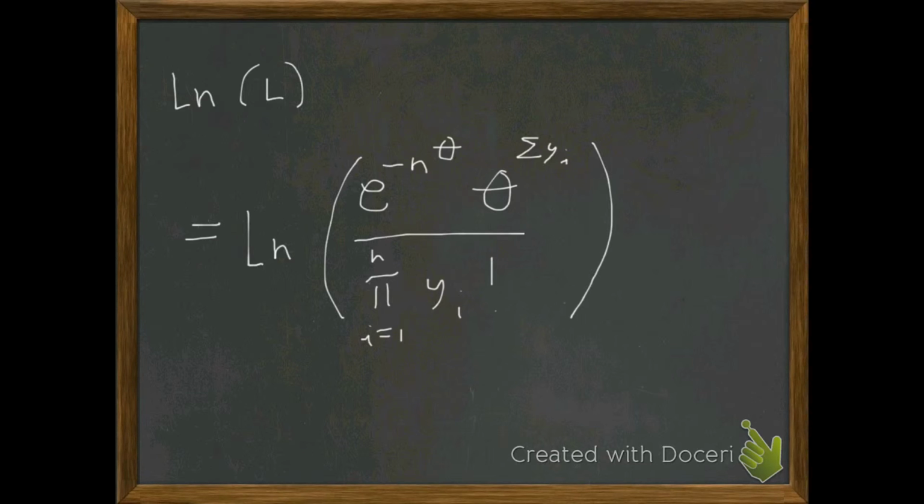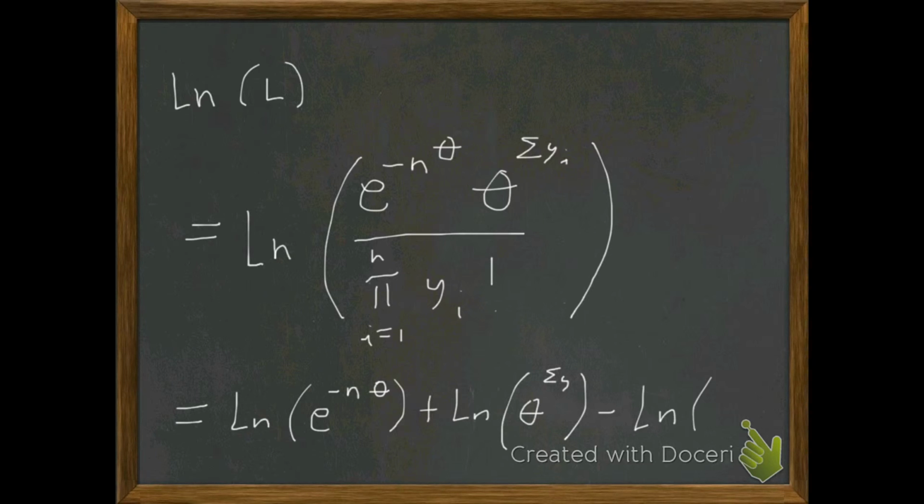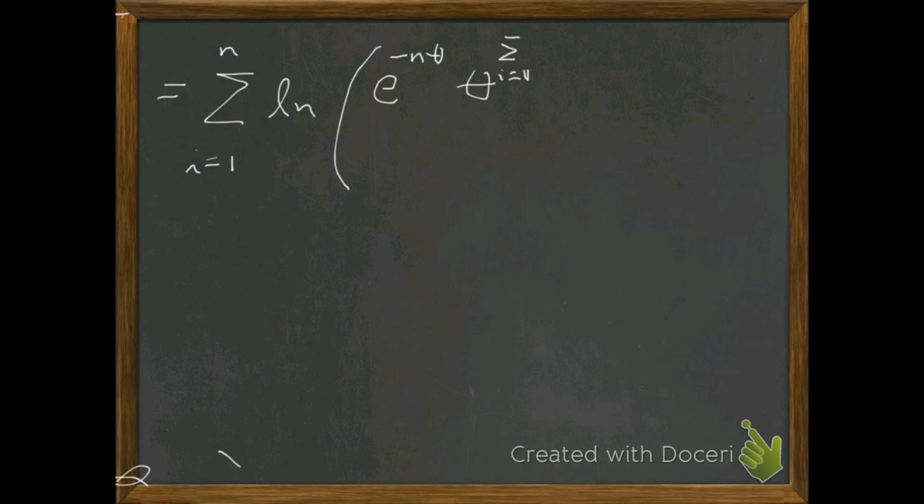Now, obviously, what we're going to do here is take the sum of each term. So we take the natural log of e to the minus n theta, plus the natural log of theta sum-wise, minus the natural log of the y sub i factorials. I've run out of space, but we're just going to put this information right here.